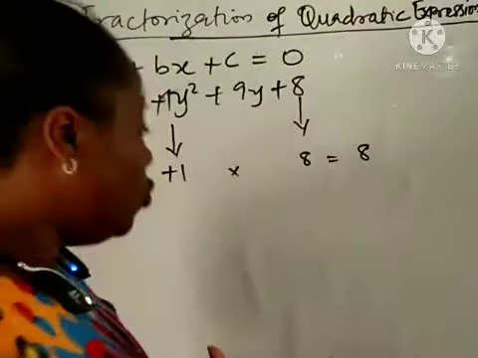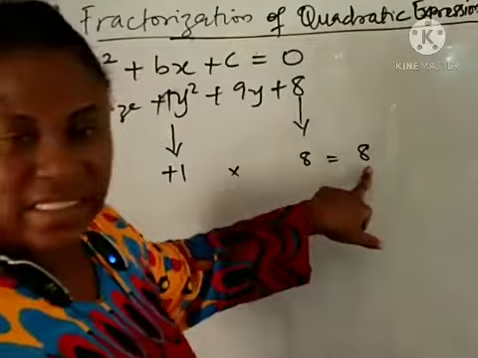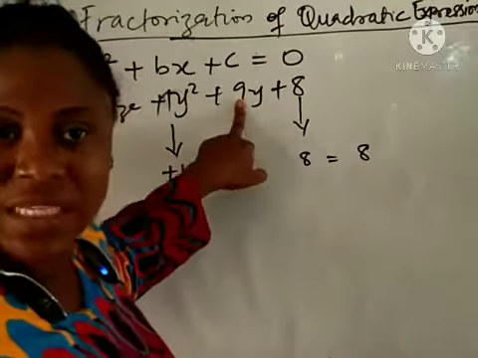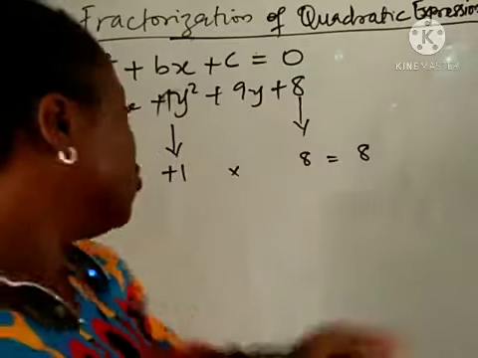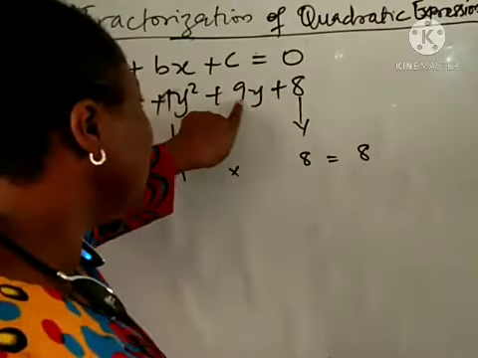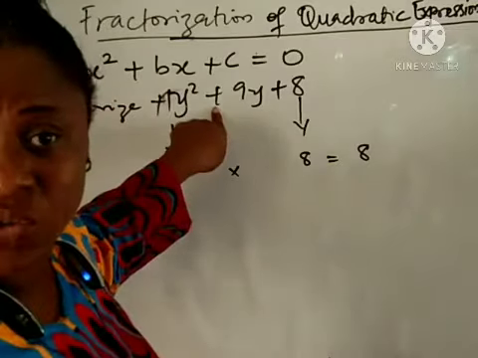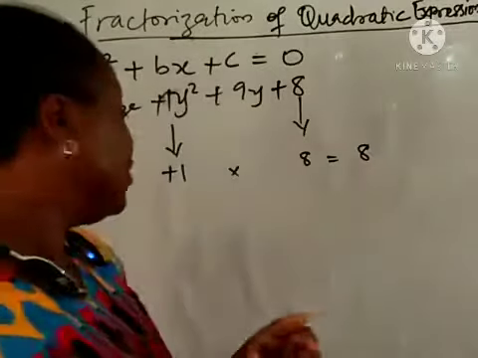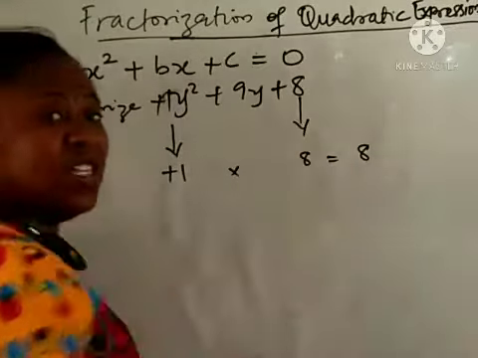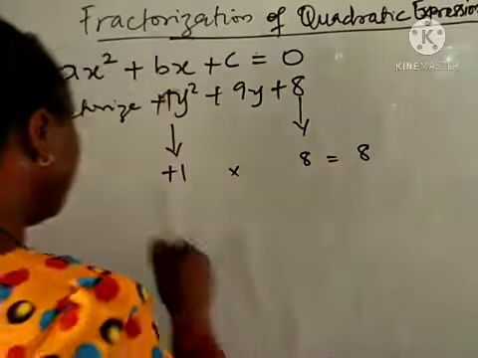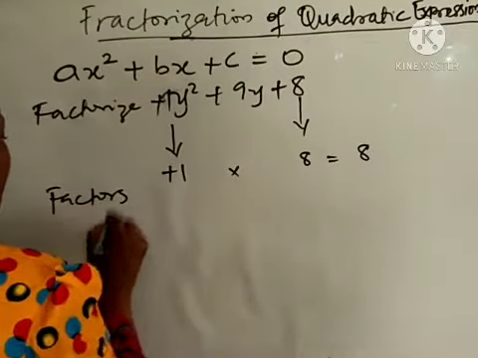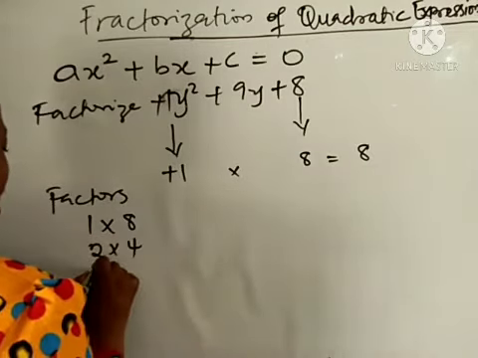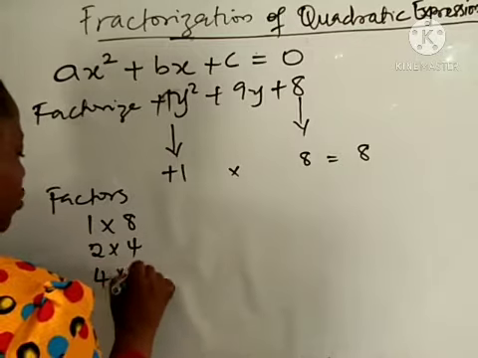If you multiply them together, it will give us 8. Now, we need to look for the factors of 8 that, when we have them together, the sum must give us 9. The sum must give us 9. That is the number we have in the middle. Now you need to consider the sign also. This is plus 9. So how are we going to arrange the factors of 8 to give us plus 9? Factors of 8: we have 1 times 8, we have 2 times 4, and we have 4 times 2.